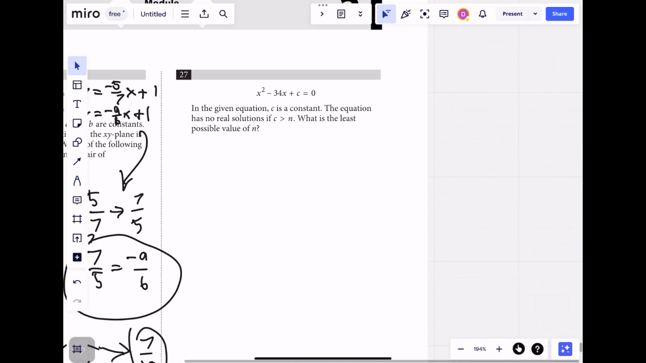In the given equation, c is a constant. The equation has no real solutions if c is greater than n. What is the least possible value for n?